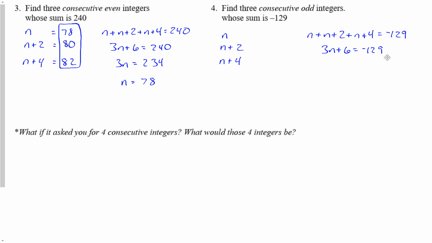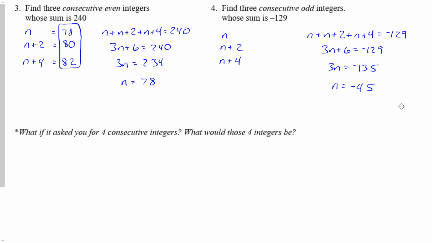Subtracting 6, now this is where we have to be careful. A lot of people will subtract, and they'll actually make this negative 129 negative 123, which is not what it would be if you subtracted 6. It becomes negative 135. So again, using a calculator, just check yourself. May not be the worst of ideas. And then lastly, when we divide by 3, we find that n is negative 45.